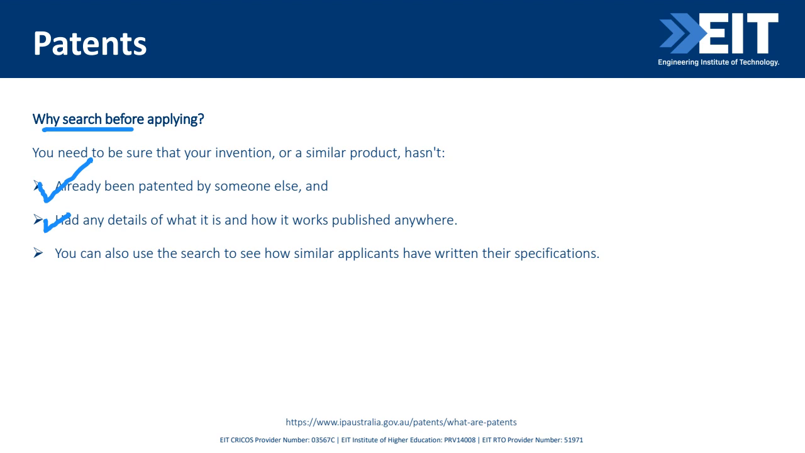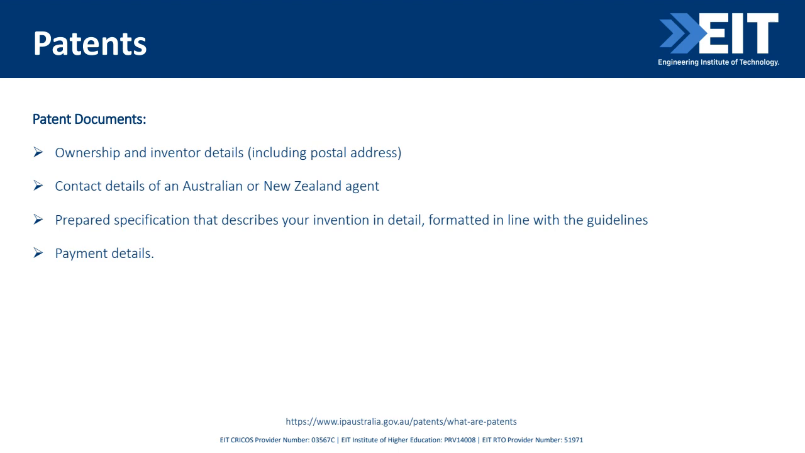So that will bring us to the documentation, I guess. Yeah. So here we have patent documents. What would we need to submit as a part of our patent application? The first and important thing is ownership and inventor details, postal address, etc. Contact details of agents, if we have any patent attorneys or agents working on our behalf. This is the important part of documentation, prepared specifications. And of course the payment details.